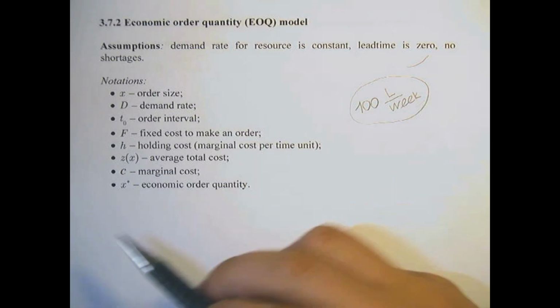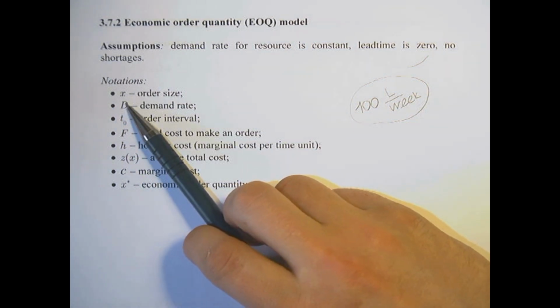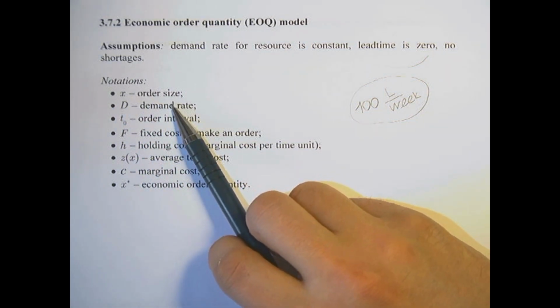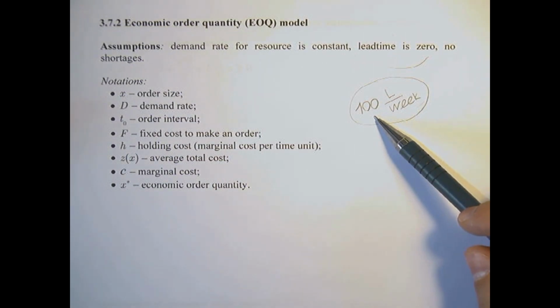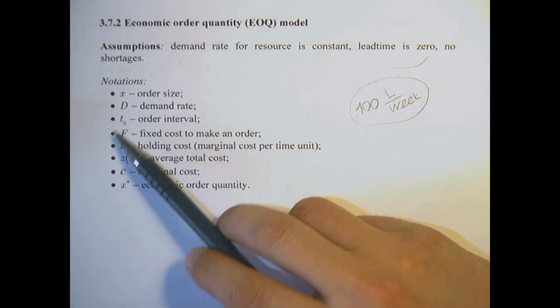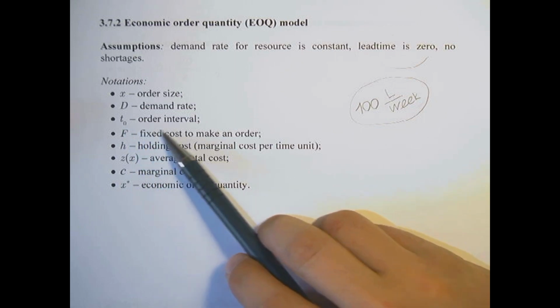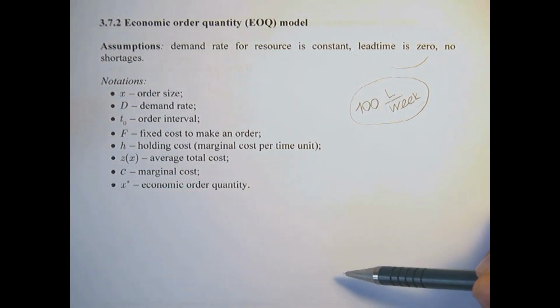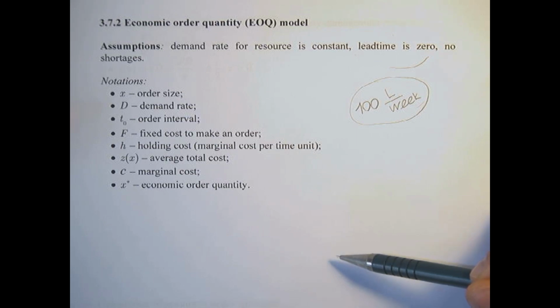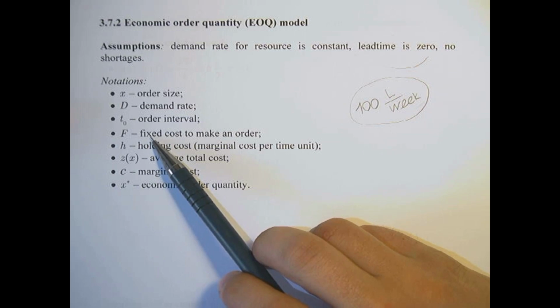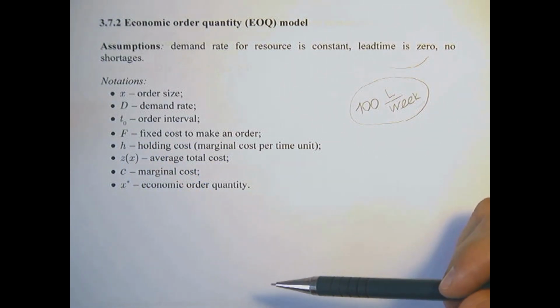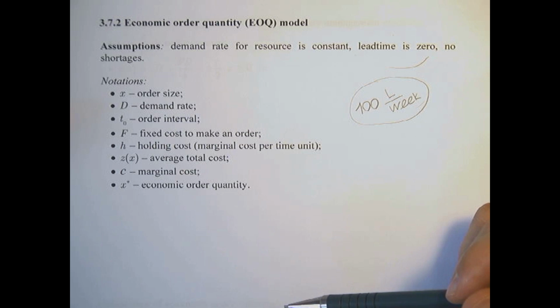And let's consider our notations. Small x is the order quantity, how much we order from our supplier. Capital D is the demand rate, for instance, 100 liters per week. Small t0 is the order interval. What does order interval mean? We will consider it very soon. The next parameter, capital F, is the fixed cost to make an order. So it is the bonus which we pay to our purchase manager, for instance, for each order he makes.